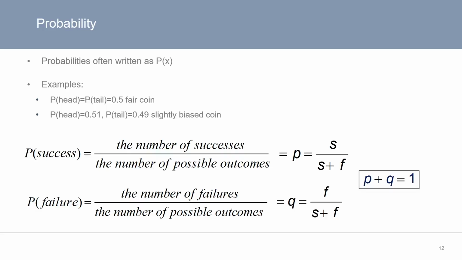Just to formally review how this would be illustrated mathematically, the probability of success would be the number of successes divided by the number of possible outcomes, where we can see in this equation on the right that the number of possible outcomes is the sum of successes and failures. And of course, the probability of failure is just the opposite. Notably, when we have two outcomes, the sum of our two probabilities of failure and success should equal 1.